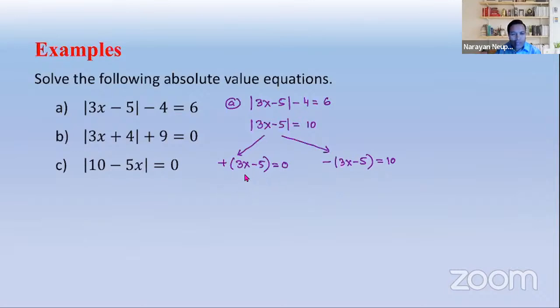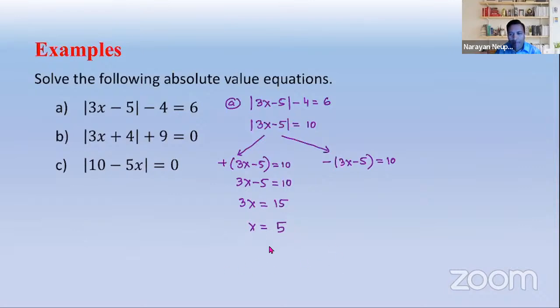Now we need to solve each of these. The first one, this is 10, by the way. Let me correct that. Okay, there we go. Now, the first one is positive, so that is 3x minus 5 equal to 10. Now, if you add 5 on both sides, it will be 3x equal to 10 plus 5 is 15. When you move 5 to the other side and add, that'll be 15. Now, if you divide on both sides by 3, you will get x equal to 15 over 3, that's 5. So that is one value of x, okay?